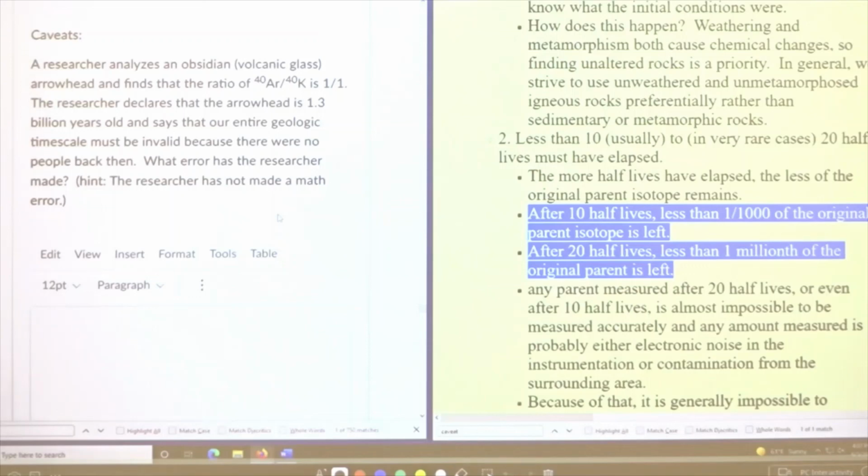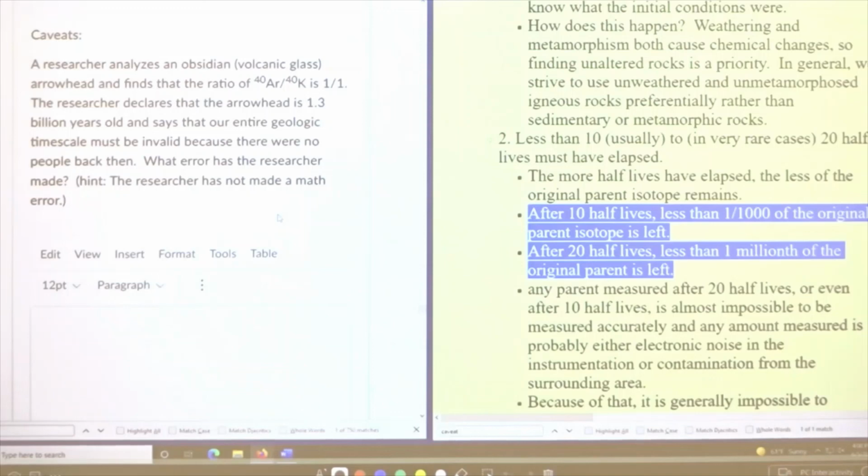Our last question before our relative time exercise. A researcher analyzes an obsidian, which is volcanic glass, arrowhead, and finds that the ratio of argon-40 to potassium-40 is 1:1. That implies, if you remember back to our daughter-to-parent ratio questions, that one half-life has gone by, and since the half-life of potassium-40 is 1.3 billion years, that implies that according to this researcher, the arrowhead is 1.3 billion years. What is 1.3 billion years old? Not the arrowhead, but the rock that it's made from.